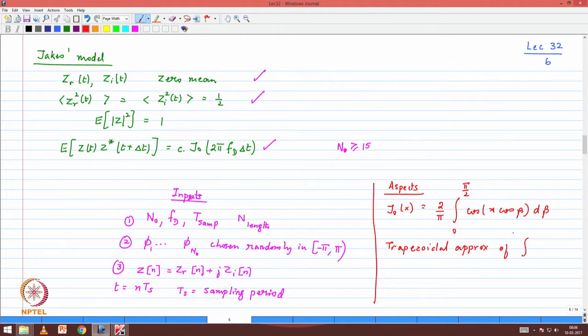And that is what we have used to show that the autocorrelation RZZ of t plus delta t for the waveform that we have generated is approximately some constant times J0 of 2 pi fd times delta t. It satisfies the time correlation that we are looking for. So, that is a summary of the Jakes model.